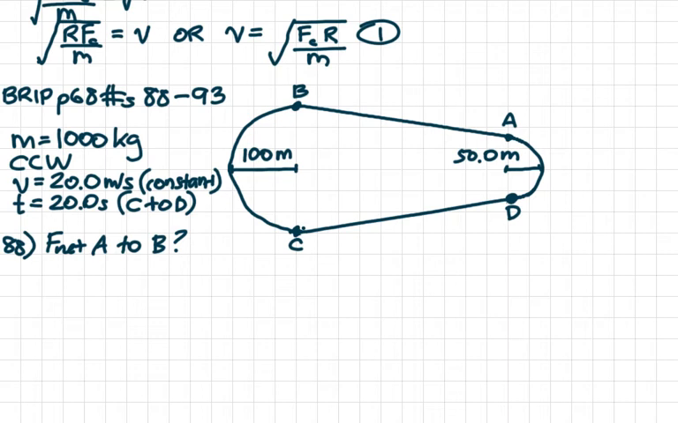So 88 wants to know the net force from A to B. And we can see from A to B, here's that segment right there, that is a straightaway.